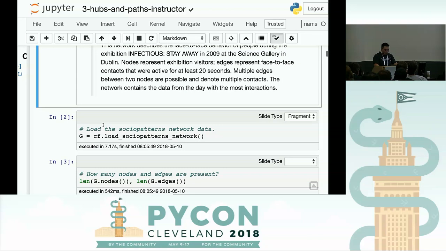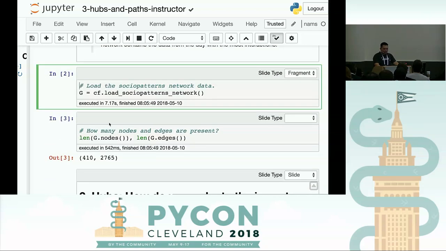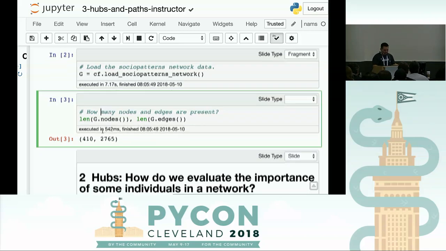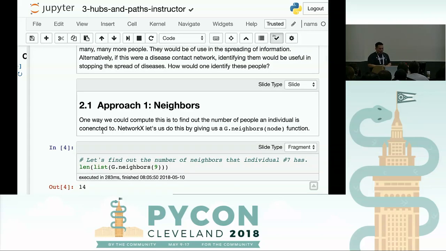I'd like you to run this next cell down here and the cell below it, just so that we can verify that the graph is correct. There should be 410 nodes and 2,765 edges. Everybody has that? Great.